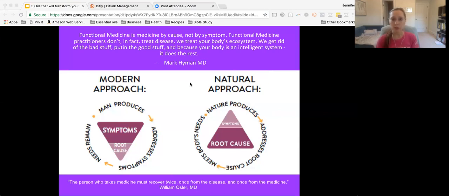And with a more natural approach or functional medicine approach, we treat the whole body and we treat issues at the root, so we can actually help reverse the issue. So you are not having to take medications forever, but we're actually healing the body at a cellular level. So addressing root cause issues and meeting the body's needs, right?